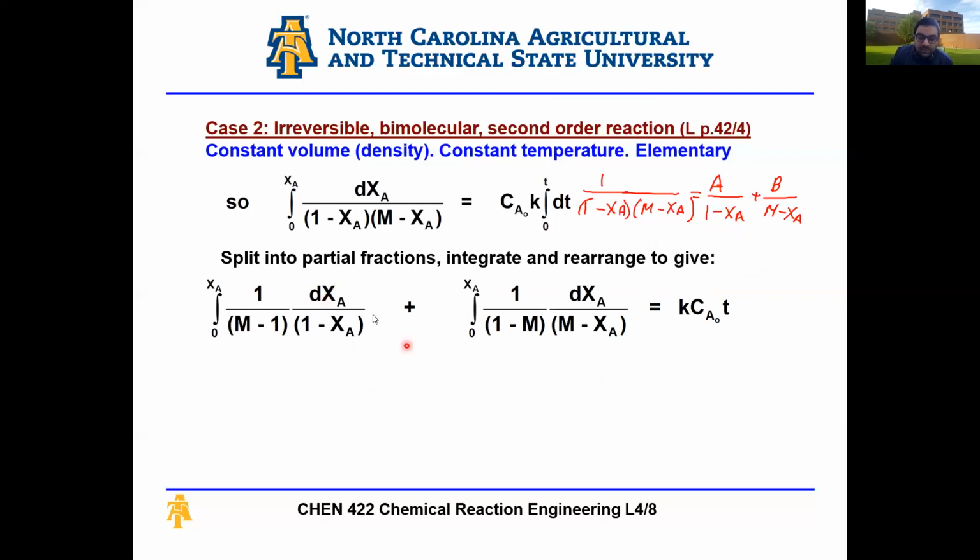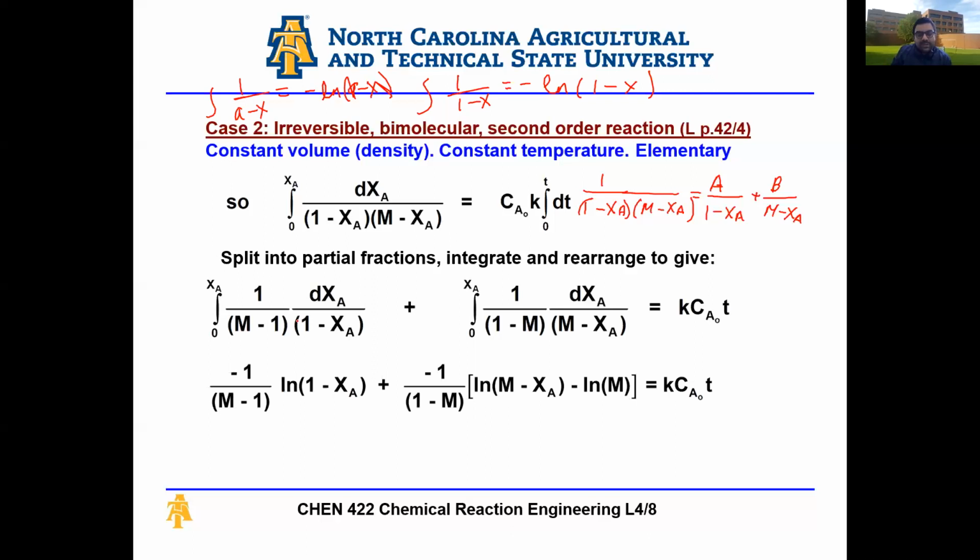And again, if you remember your integrals, the integral of 1 over 1 minus x is equal to minus ln 1 minus x. Similarly, the integral of 1 over a minus x is equal to minus ln a minus x, right? So I do my integrals. Again, this is minus ln 1 minus x minus 1 minus m, and you plug in your limits, 0 to xa, and this is what you get.